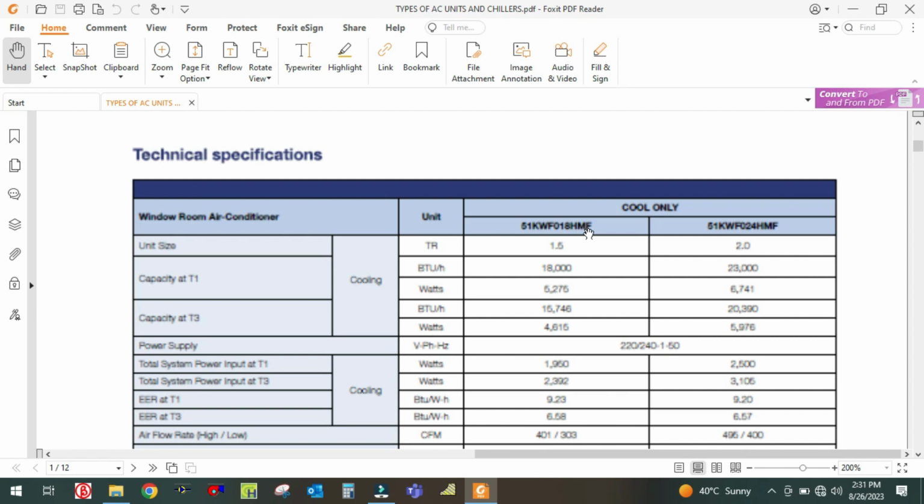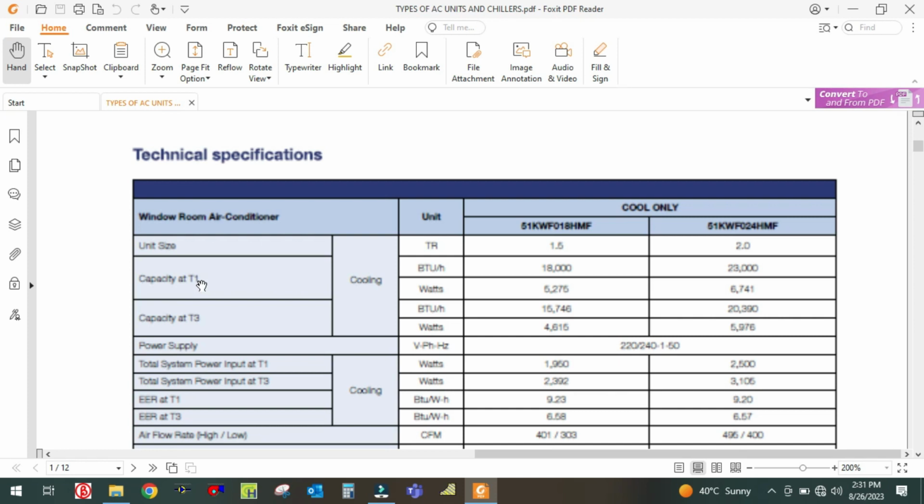51KWF018 HMF. 18 is nothing but 18,000 BTU per hour. And here is the same 51, only the difference is here 24. That means 24,000 BTU per hour. So this is 2 ton and this is 1.5 ton. You can see here, this is the unit size, that is nothing but the cooling capacity in TR, this is 1.5 ton and 2 ton. If you see here in BTU per hour, it is given 18,000 BTU per hour, and here 23,000 BTU per hour. These are the units.